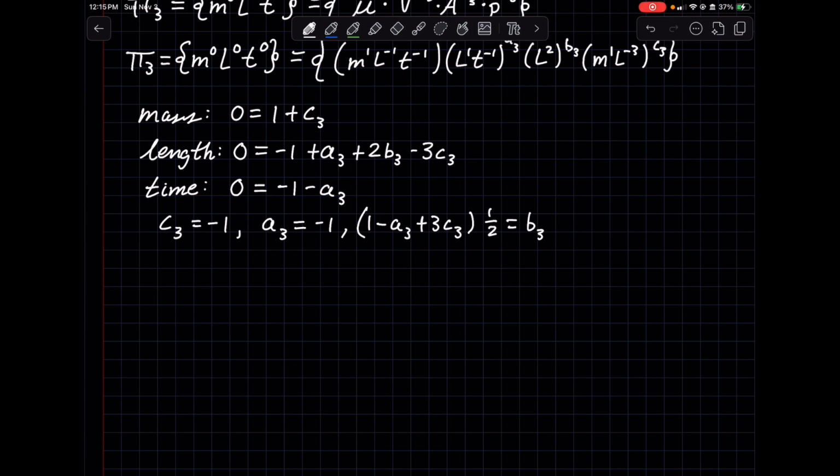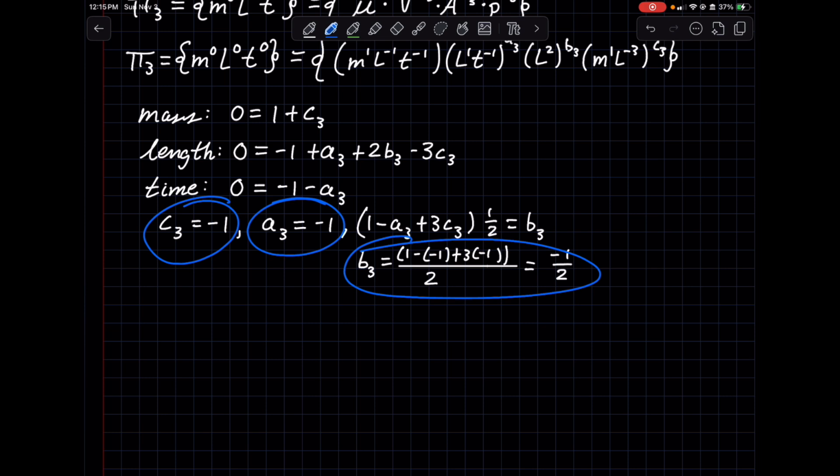Solving for B3 now, we have B3 is equal to 1 minus -1 plus 3 C3, which our C3 is -1. So this is 1 minus -1 plus 3 times -1, which is -1 over 2. So here we found our C3, our A3, and our B3.